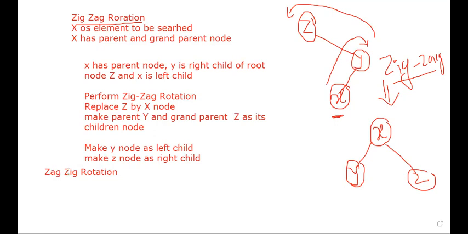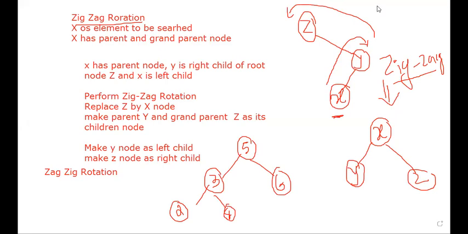Okay, let's take an example. Here is an example: say 5 is the root node. It has 3 as the left child and 6 as the right child. Then it is followed by 2 and 4, which are the left and right children of 3 respectively. Okay, so this is the given tree.